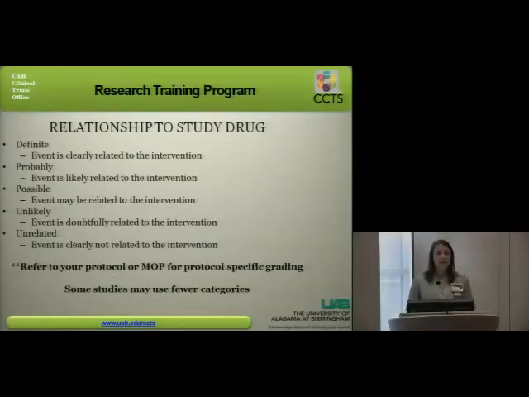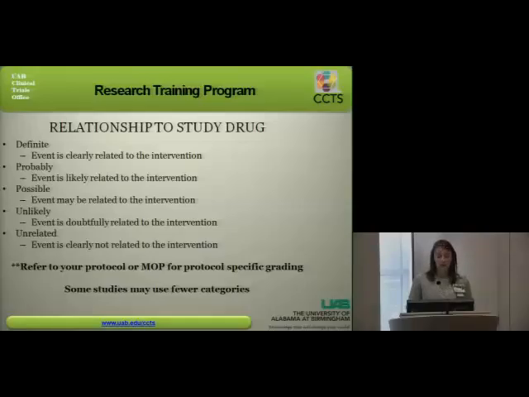So, the relationship to the study drug. You have definite, which would be an event that is clearly related to the intervention. Probably would be an event that is related to the intervention. It's very likely that it's related. Possible would be an event that may be related to the intervention. Unlikely would be doubtfully related to the intervention. And then you have unrelated, which is clearly not related to the intervention.